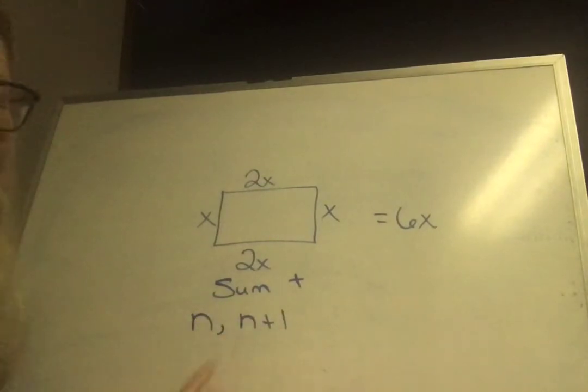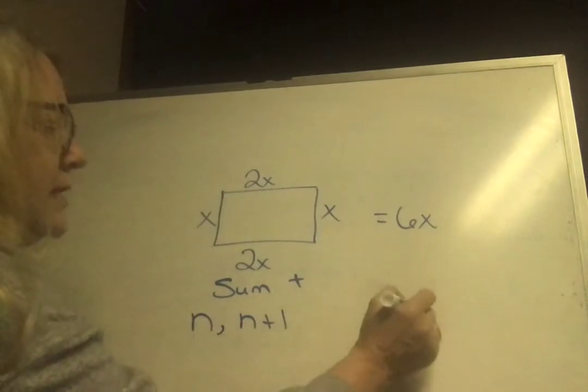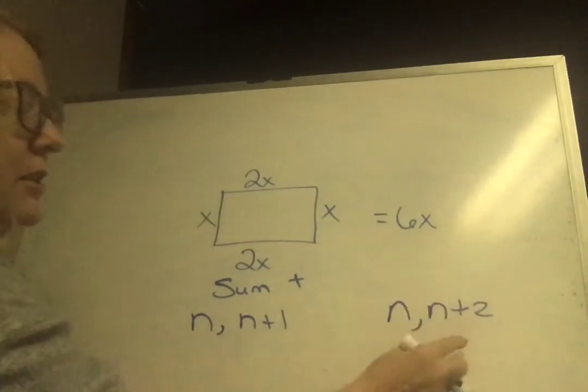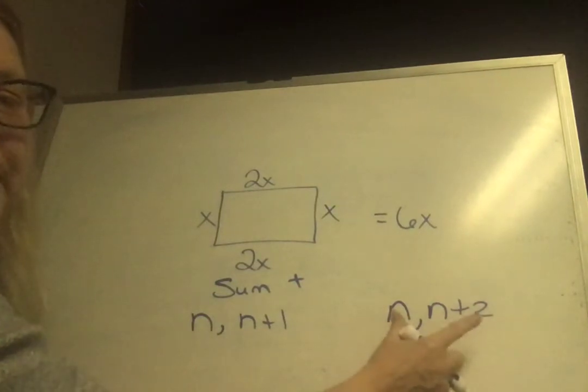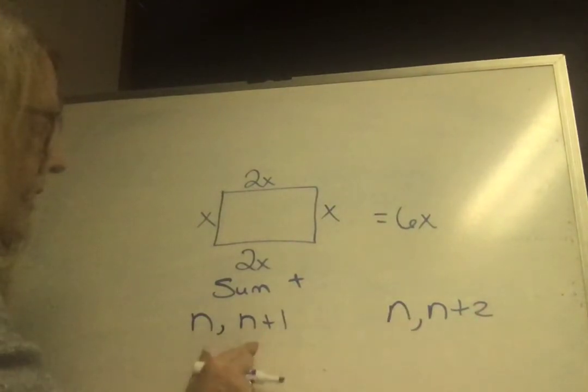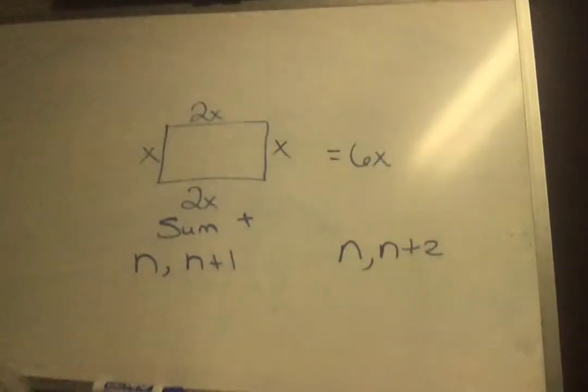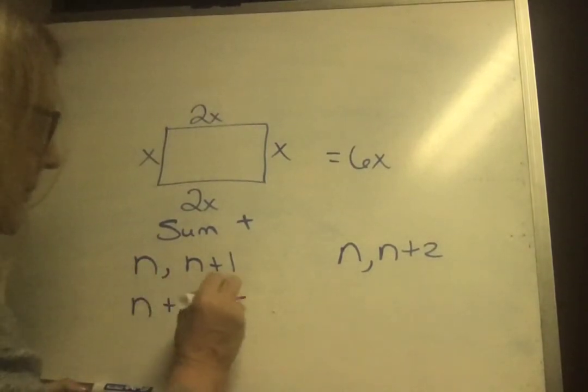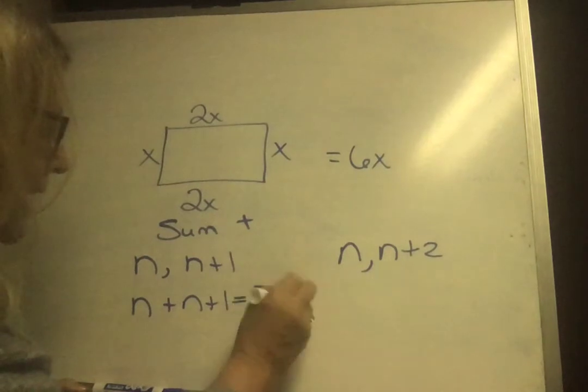Those are consecutive numbers. If they wanted consecutive even numbers or consecutive odd numbers, the first one starts at n, but the next one adds 2. Those are consecutive odd numbers or consecutive even numbers. Here's consecutive numbers. The sum of, I think it said 525. So the first one plus the second one equals 525.